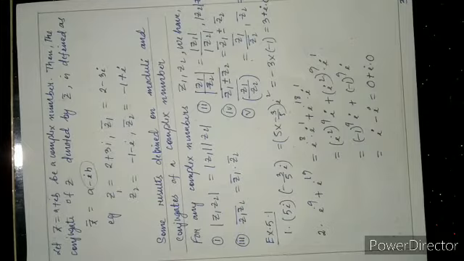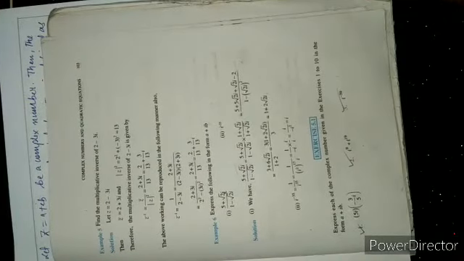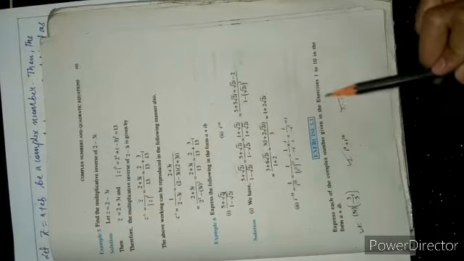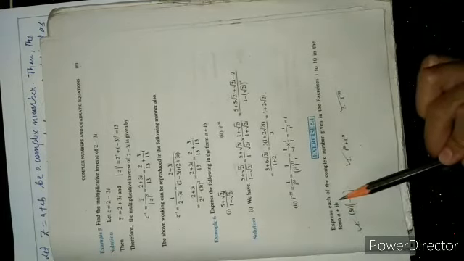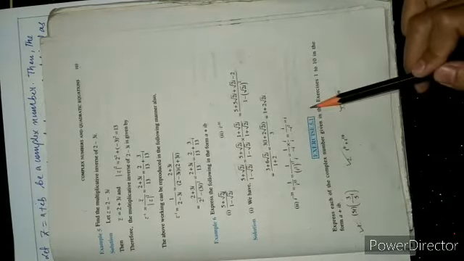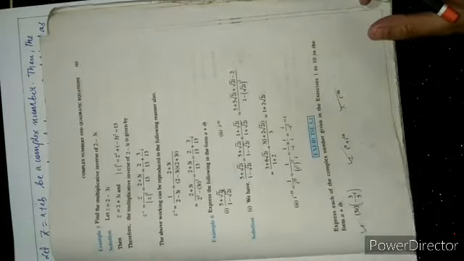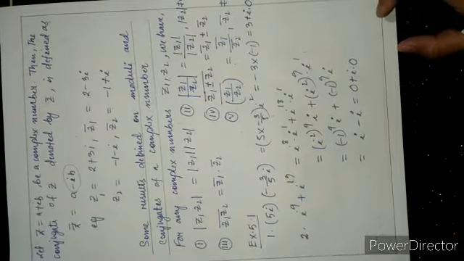So these are the rules and identities, then powers of I we can reduce. Now let's come to exercise 5.1. Here exercise 5.1 is: express each of the complex numbers given in the exercise, from question number 1 to 10, in the form of a plus ib. In the form of a plus ib means in the form of a complex number.